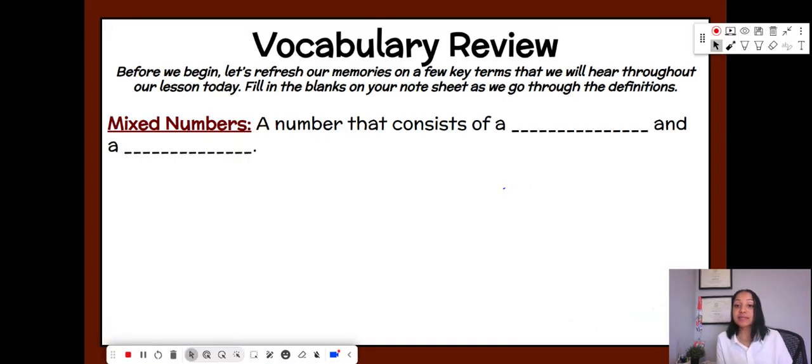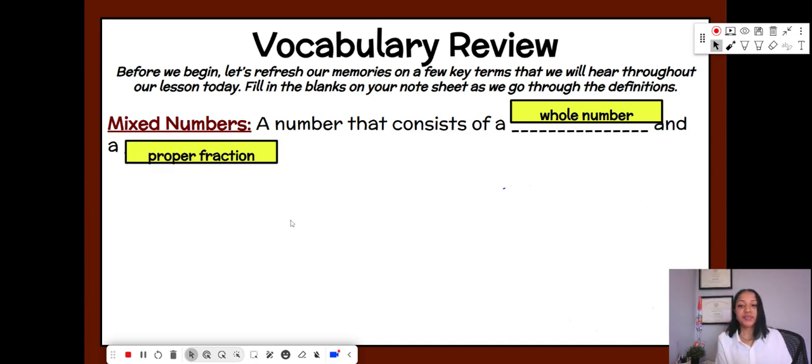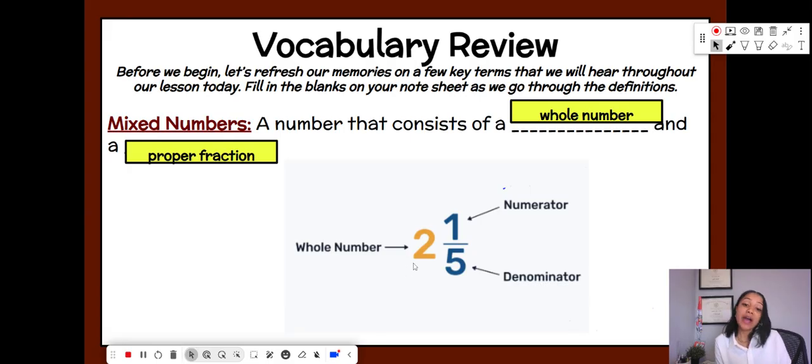Our next word is mixed number. A mixed number is a number that consists of a whole number and a proper fraction. So if we look at our example, we have 2 as our whole number and 1/5 as our proper fraction. And we say proper fraction because our numerator is smaller than our denominator. So those are fractions that we've been working with normally. So in your mind, you can kind of think of a proper fraction as a regular fraction.